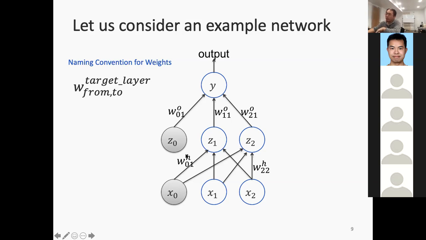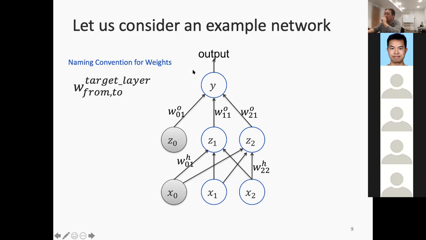And the superscript, because the target layer is in the hidden layer, so we use H. Does it make sense? Any question regarding this definition, notation? Okay, I assume everybody is comfortable, right? If you feel uncomfortable, just let me know.